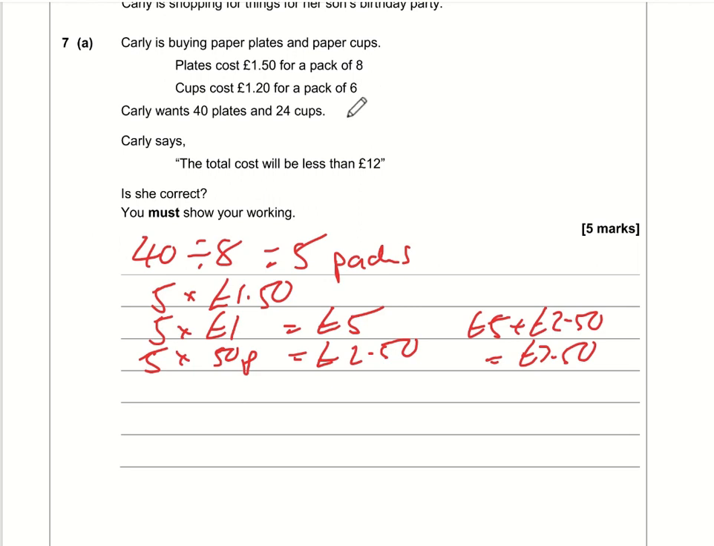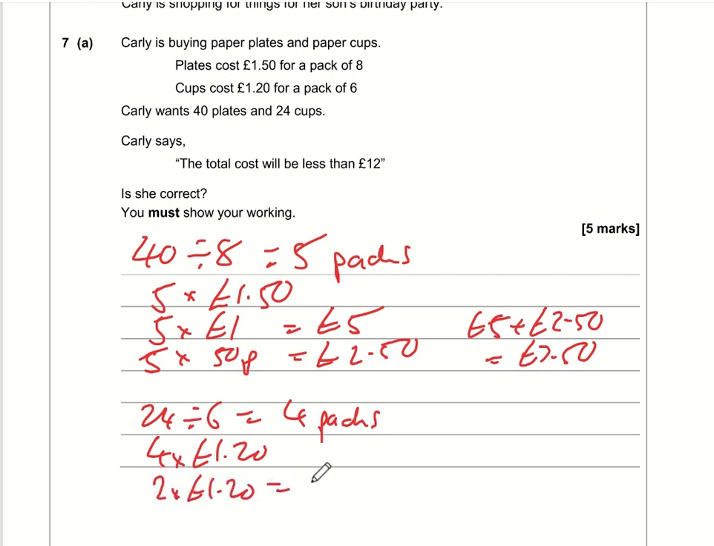The cups, packs of 6, so we want 24 divided by 6, which is 4 packs. So it's going to be 4 lots of £1.20. Well, 2 times by £1.20 is £2.40. So 4 lots of £1.20, it's going to be double £2.40, which is £4.80.